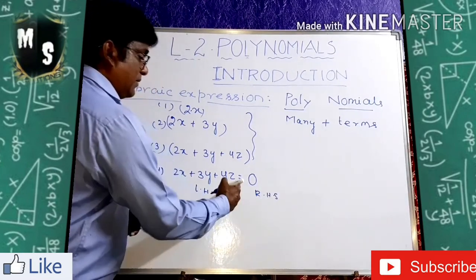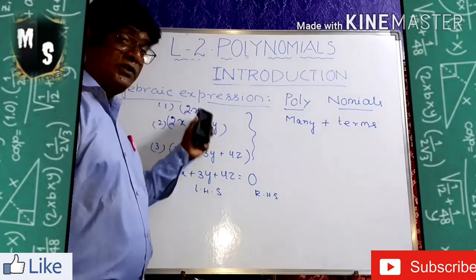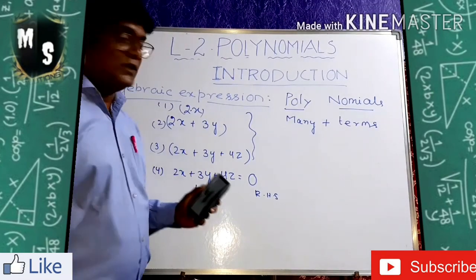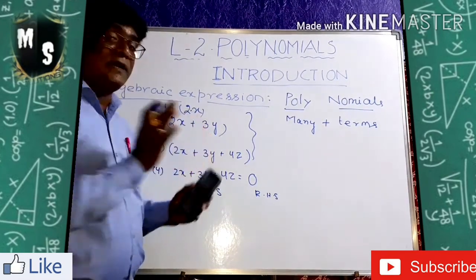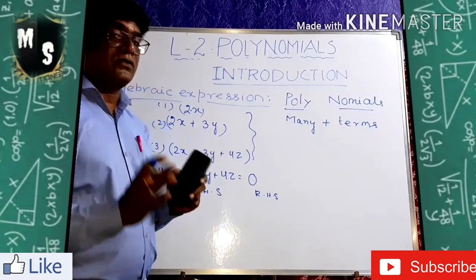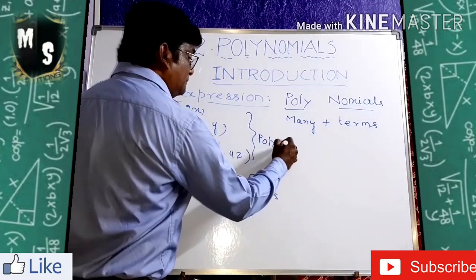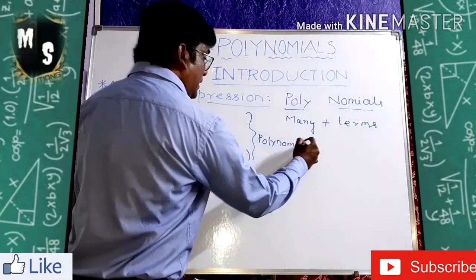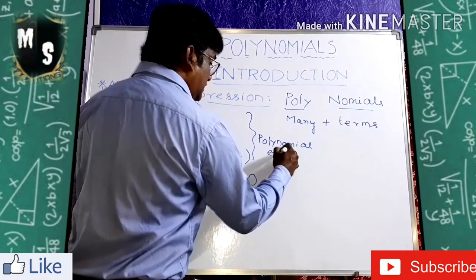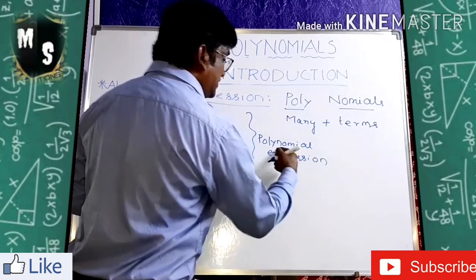So, and separated by an equal sign. So what is the difference between these types of expressions? The first three expressions, which have no LHS and RHS, left hand side and right hand side, are called polynomial expressions. Understood now? What is a polynomial expression?